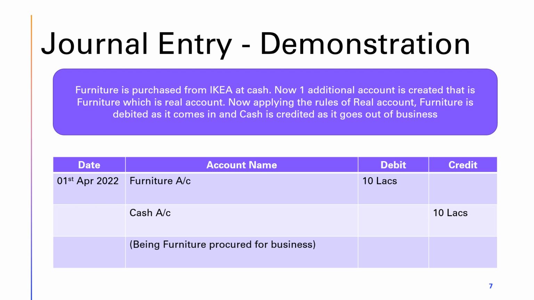Fourth thing was purchase of furniture from IKEA on cash. Now only one account is created, that is furniture, and this is a real account as it is recording an asset of the business. Now you must be wondering why IKEA account is not created, right? The answer is very simple.